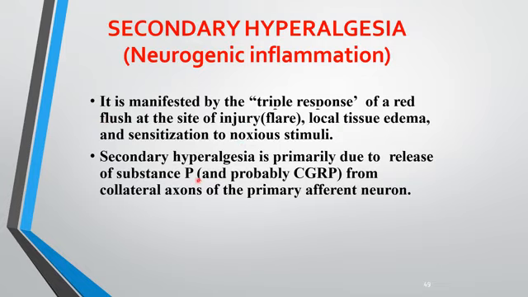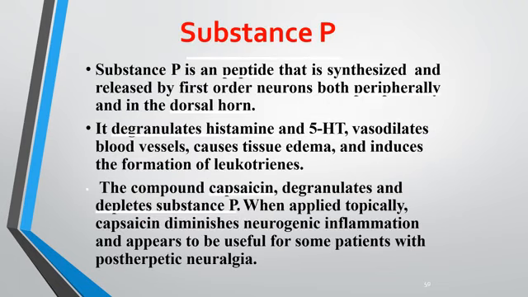This secondary hyperalgesia is due to release of substance P from the collateral axons of primary afferent neurons. So the afferent neurons are present, and from their collateral axons, so branches will be present, the substance P is released, which is responsible for the secondary hyperalgesia.